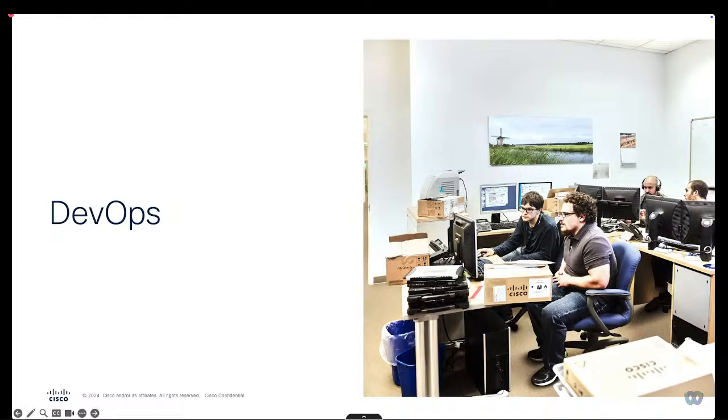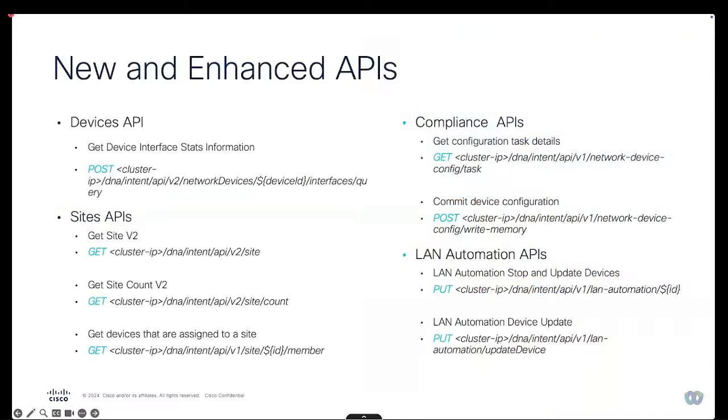Finally, for DevOps, we have added a lot of new and enhanced APIs. Some areas that you will be able to see are compliance, configuration archive, device onboarding, PNP, but most of the latest ones that you will be able to get, maybe for the interface stats for your devices. For the sites, you can get the list of sites and the devices that are assigned to sites. For compliance, you can get the configuration task details and commit device configuration. And for the LAN automation API, you can check how to start and stop these LAN automation on your devices and get the LAN automation done on your network.